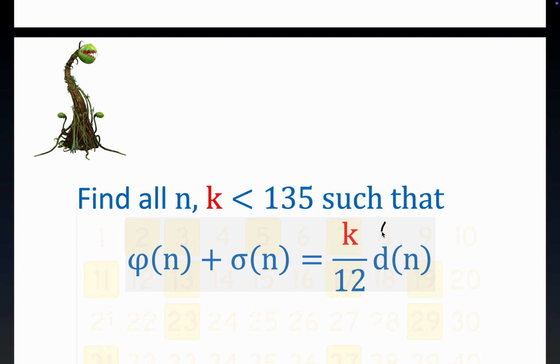We're looking for all the integers n and k. Primarily, we're just interested in k, such that these three arithmetic functions are related in this fashion. This is the Euler Phi function. It counts the number of integers less than or equal to n that are relatively prime to n.